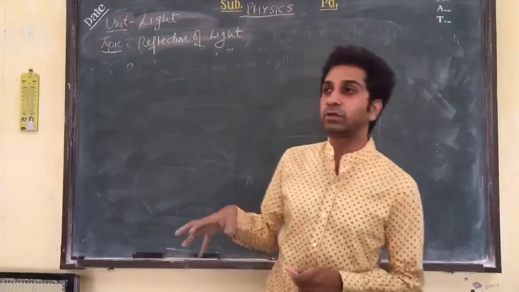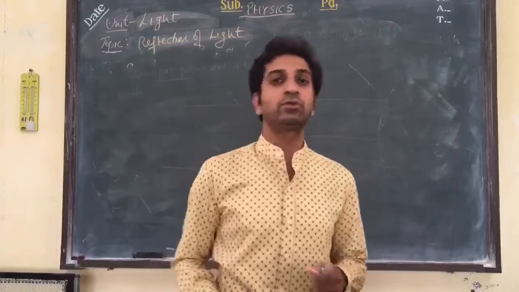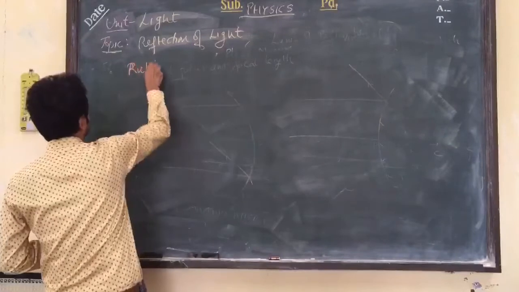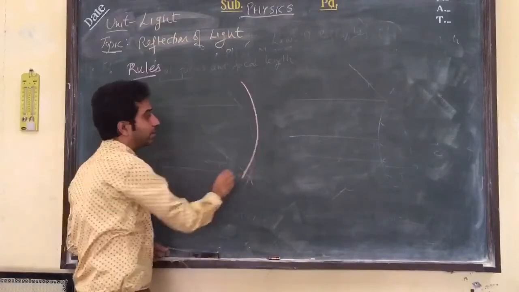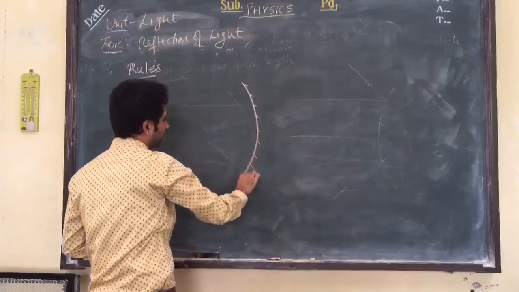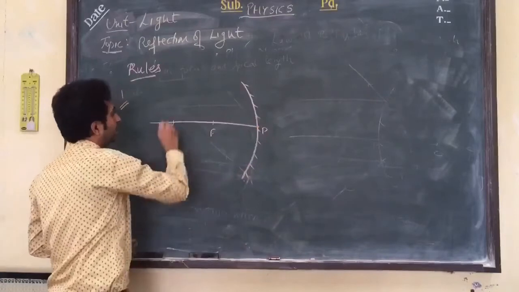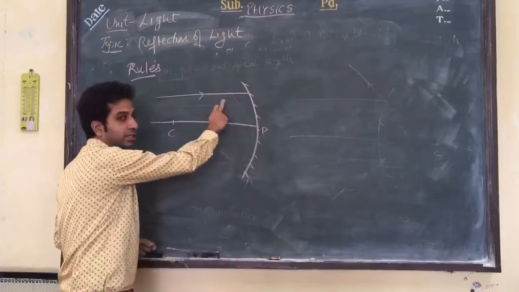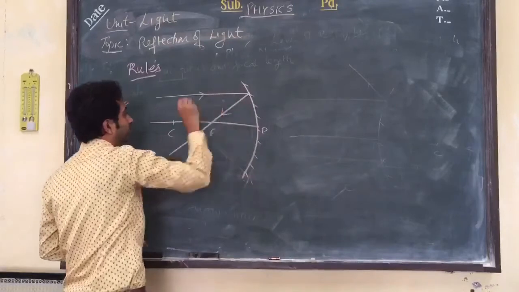So before doing the diagrams, here are some rules that make it easier to draw them. Some rules that I am illustrating, see, first rule. The rules are applicable to both concave as well as convex. I am trying for concave, for example. So here is the principal axis, again P, F and C. If a ray of light travels parallel to the principal axis, then after reflection it will pass through the principal focus.